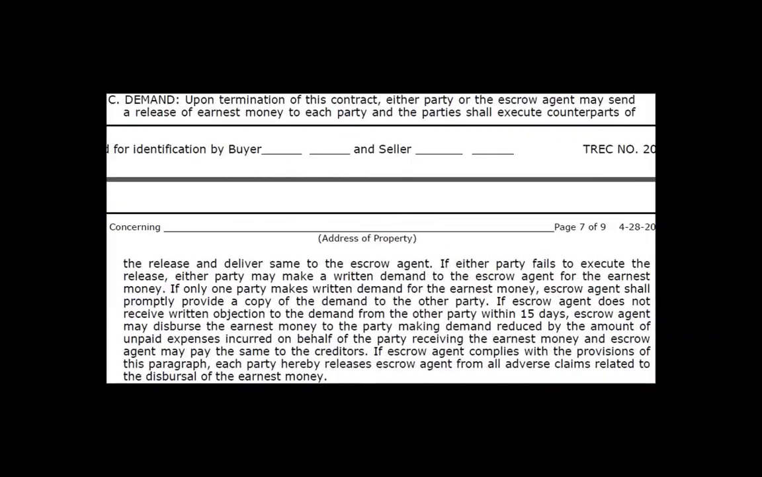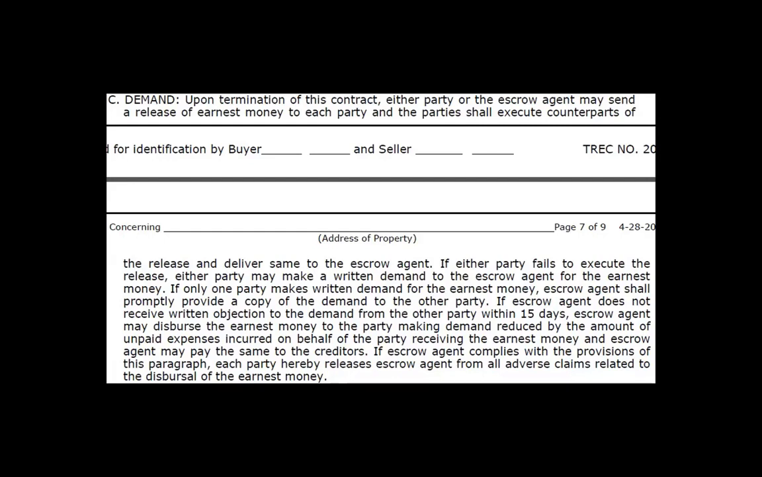C, demand. This is a fun little paragraph, and this is something that you hope you don't have to encounter, but if you just close enough deals, I guarantee you will encounter it at some point or another. So let's just say that the deal falls apart and because somebody's in default, they didn't uphold their obligation. Well, in that situation, a lot of times there's going to be a dispute as to who the earnest money is owed to. Well, the title company's an unbiased third party. They got no reason to favor one side or the other.